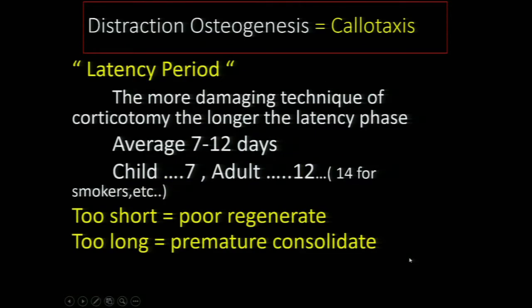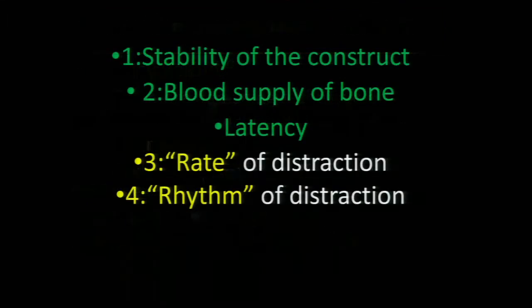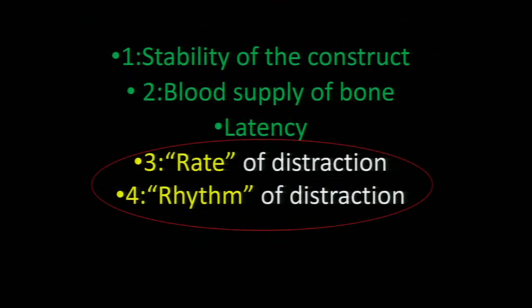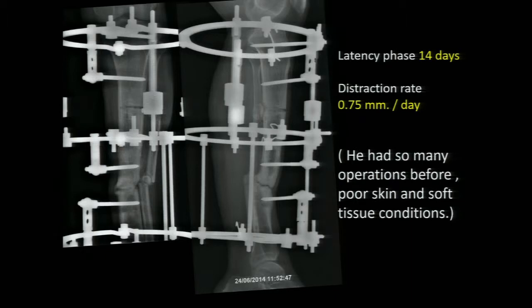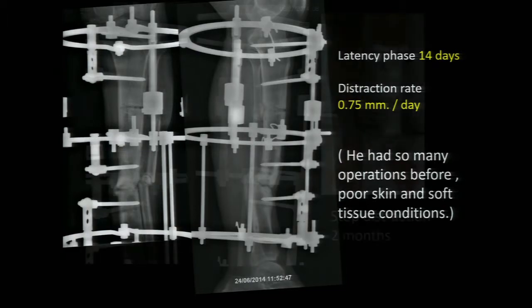In general, for children, maybe 7 days. In the adult, maybe 10, 12 days. But in this multiple operation, bad scar soft tissue, you have to consider waiting a little bit longer. So we wait a little bit longer. The rate will be, instead of 1 millimeter per day, 0.75 millimeter per day, and you can distract 3 times a day if you like.